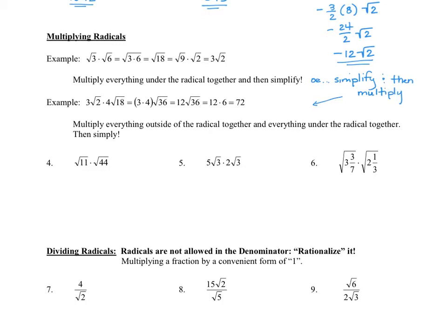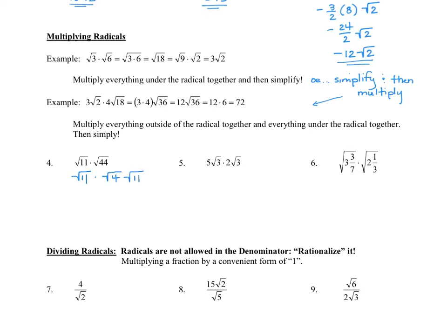then we simplify. So if we take a look at example number 4, you'll notice that the square root of 11 has no perfect square factors in it, so we can just leave that. But the square root of 44 can be broken down into the square root of 4 and the square root of 11.